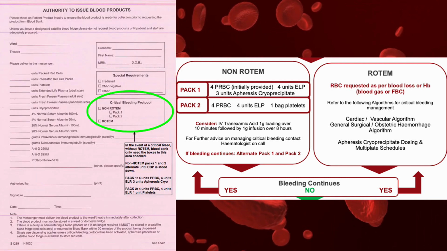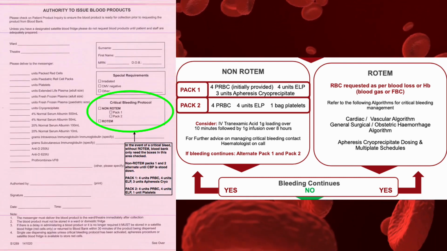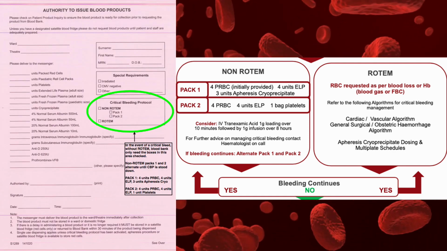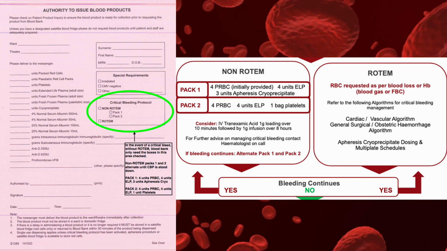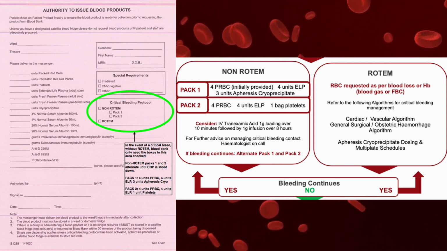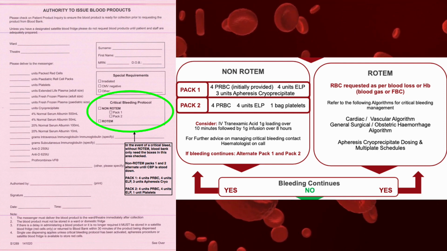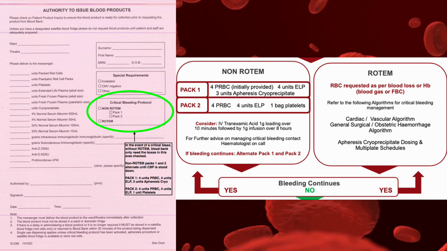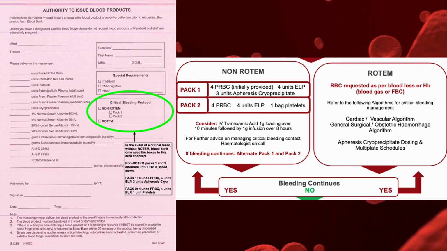ROTEM is a testing device that gives us more accurate information about how blood is clotting. We can use it to determine which of the yellow products are most needed, rather than giving the standard set. If there is critical bleeding, the patient is unstable, and there are no staff available to run a ROTEM, then we use the non-ROTEM protocol.